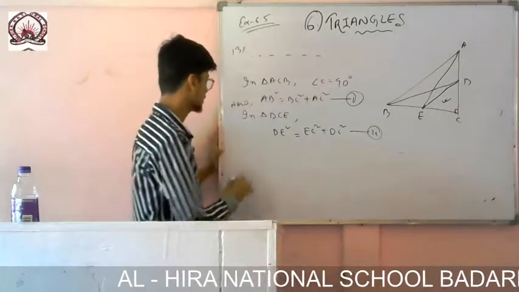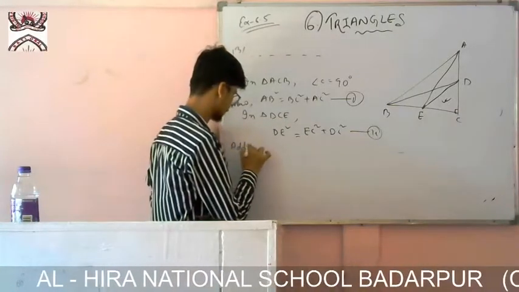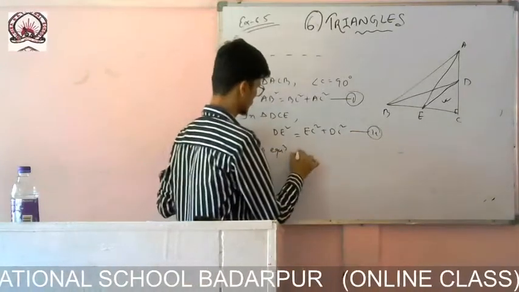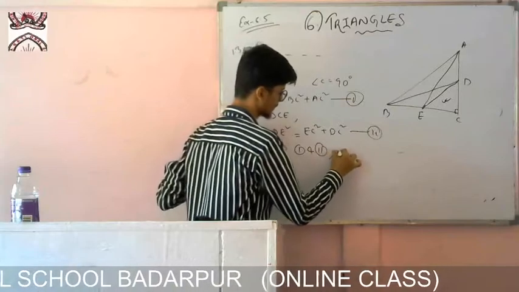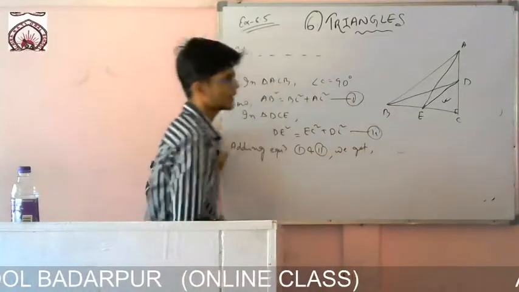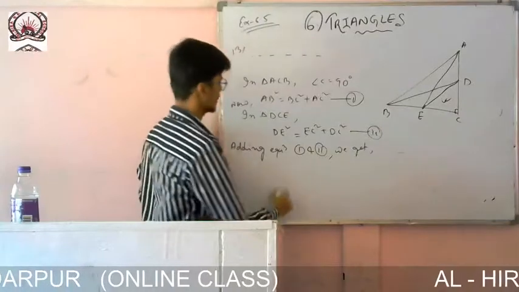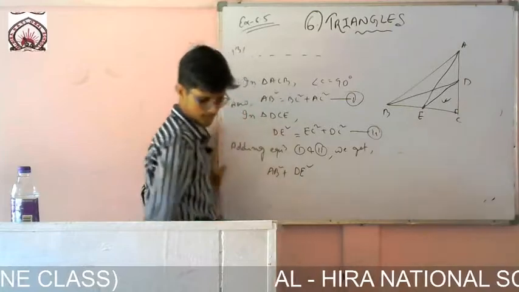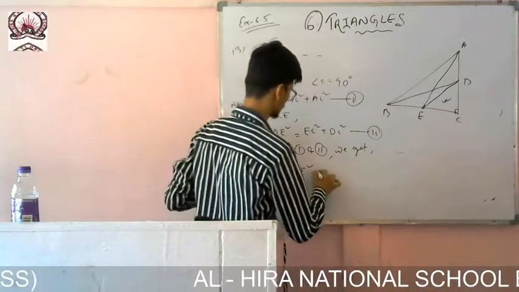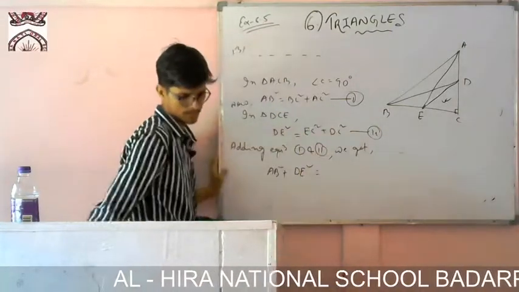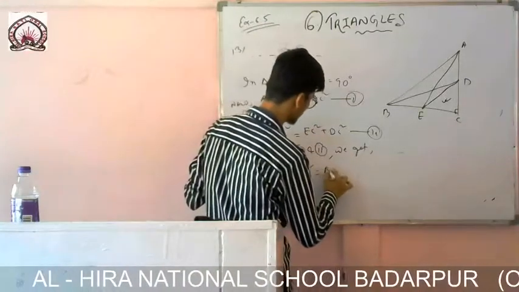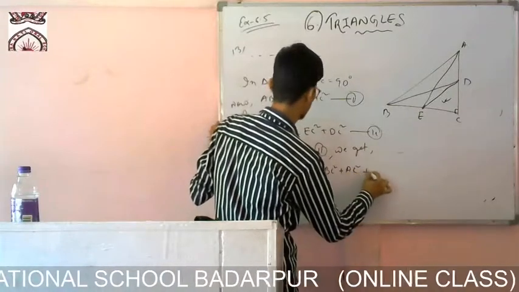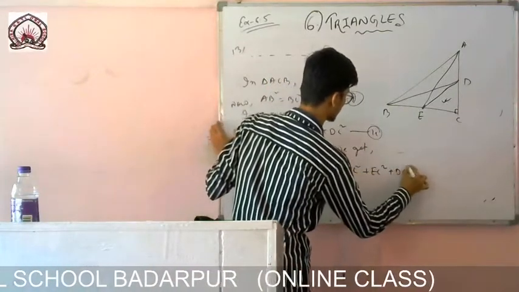Now what I will do is add equations 1 and 2. Adding equations 1 and 2, we get AB square plus DE square is equal to, I can write the sum of this side also, so I am writing BC square plus AC square plus EC square plus DC square.